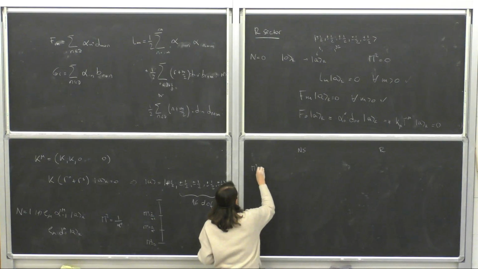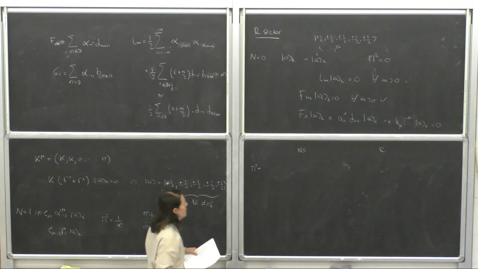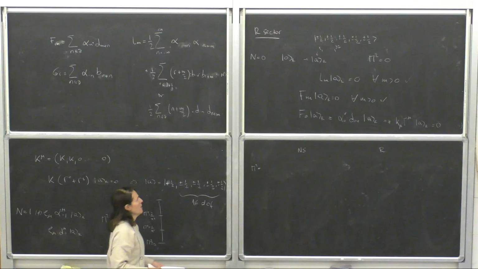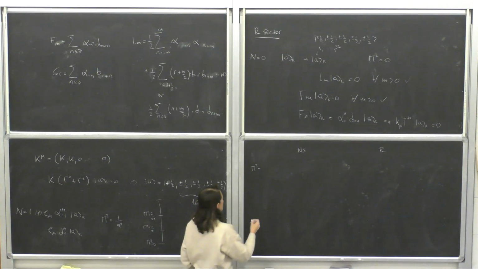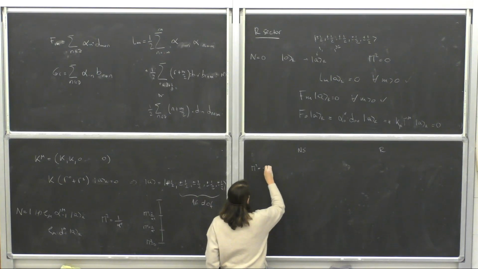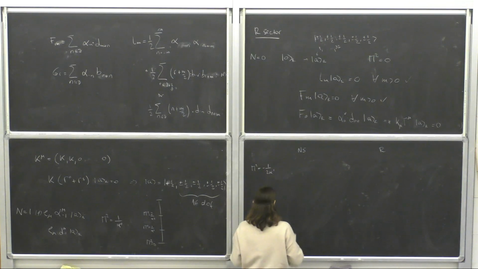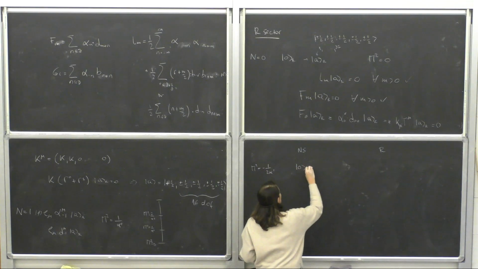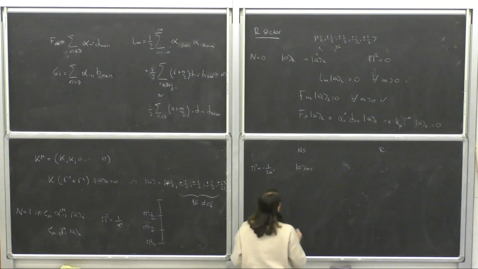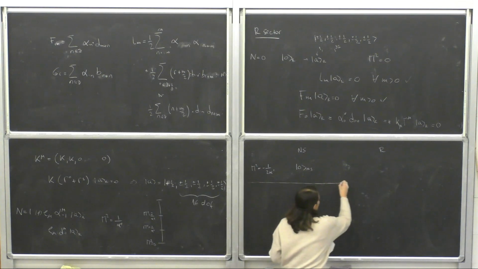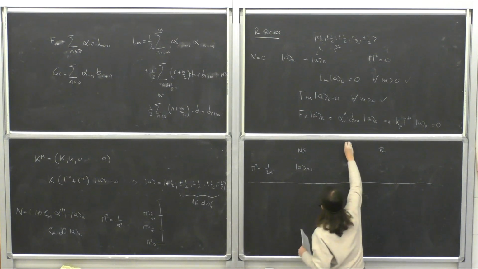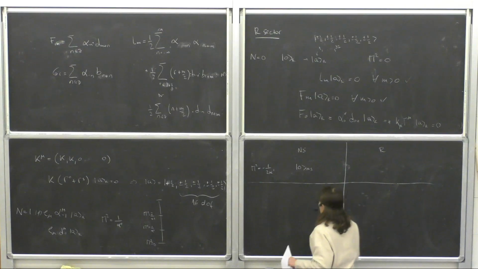So in the NS sector, let's not do it by level, but let's do it by mass. Because the A is not the same, it makes more sense to compare them by mass. So here we have the NS vacuum. And in the Ramond sector, we don't have anything tachyonic.